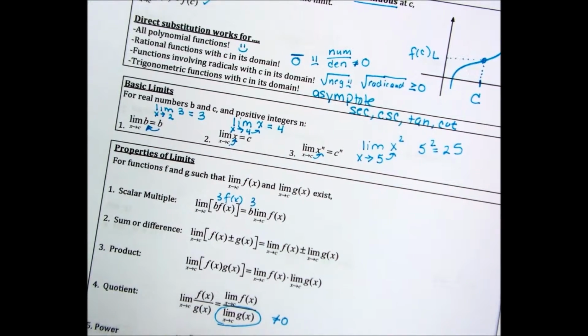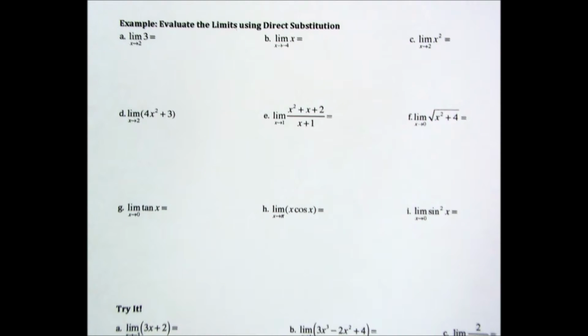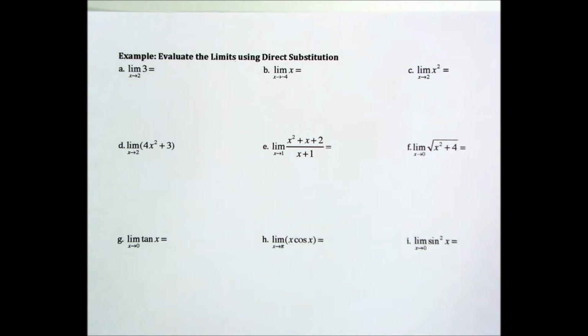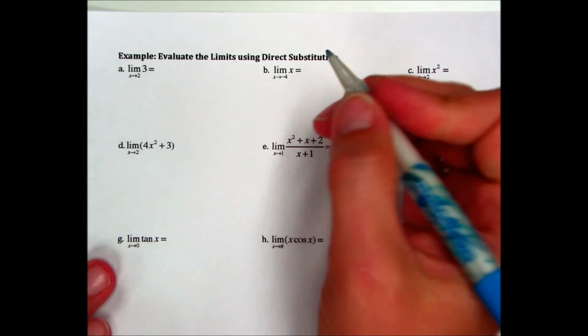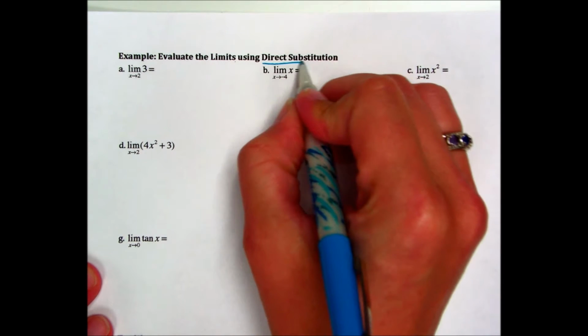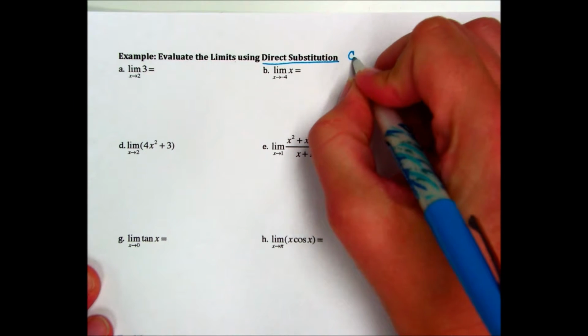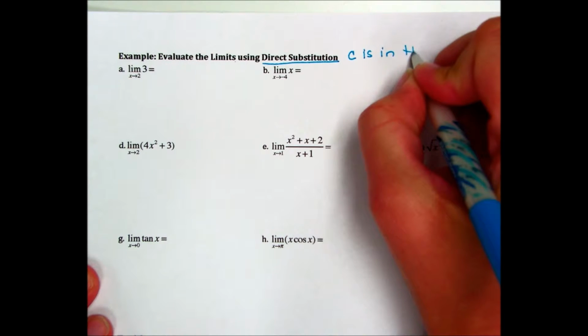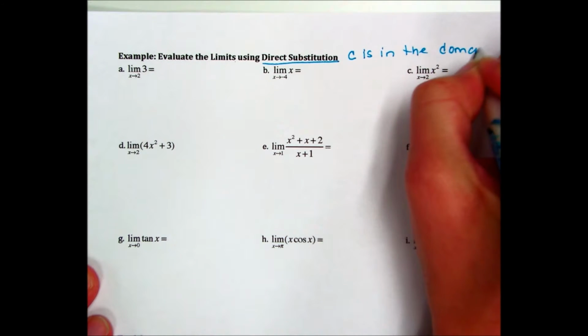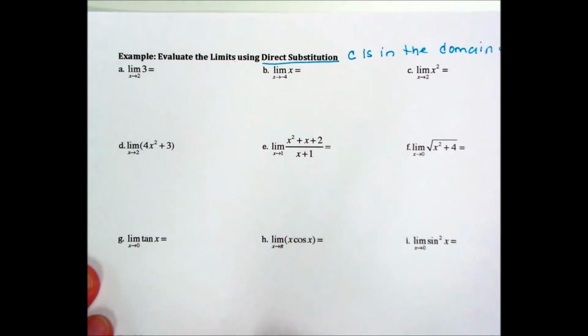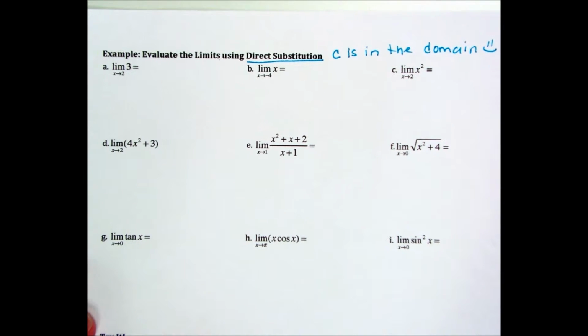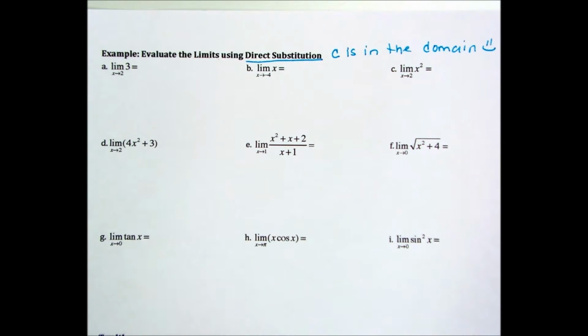Okay, let's try some problems. All right, first example, we're going to evaluate the limits using direct substitution. We just need to make sure c is in the domain. Again, it will work all day today. Tomorrow is where we're going to up the ante, and it's not going to be in the domain, and we're going to have to do some rewriting, which is where it gets a little confusing.